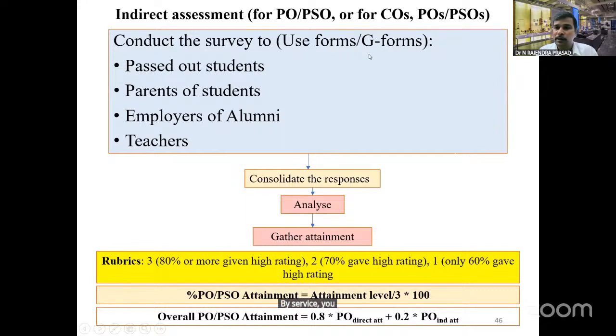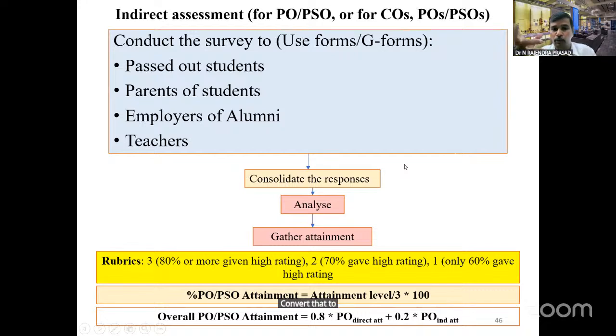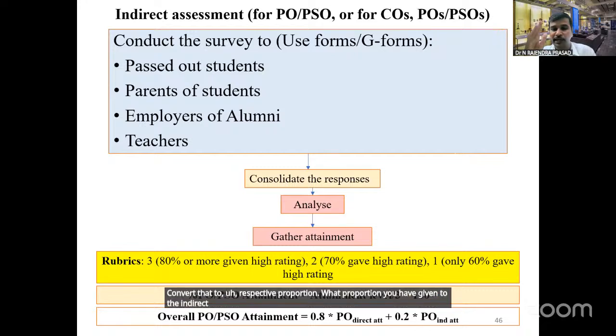You may circulate the hard copy or Google Forms, whatever it is, to the students, parents of students, alumni, employers of alumni, teachers. Circulate, collect the responses, analyze, gather the data, fix the rubrics. If 80% or more gave a high rating, fix it 3. If 70% gave a high rating, 2. If only 60% gave a high rating, only 1. Convert that to respective proportion. What proportion you have given to the indirect assessment, 20% or 30%.